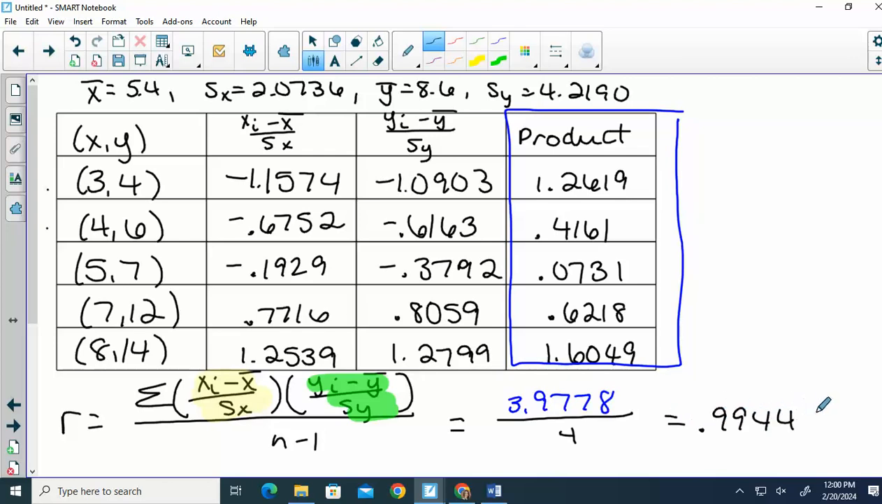0.99445. Could you compare this to the R on your calculator? Absolutely. Will it be a perfect match? Probably not, because we rounded a lot. But it should be accurate for a few decimal places. It won't be far off. So that will be worth quite a few points on the test. Are there questions about how we got that?